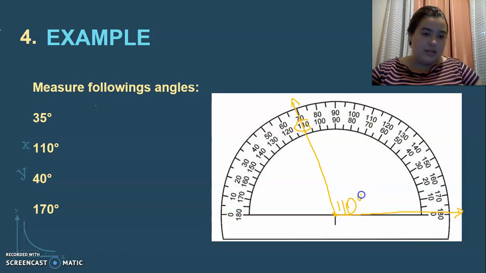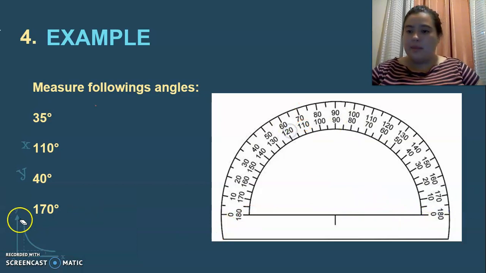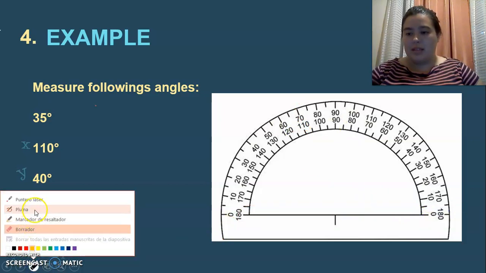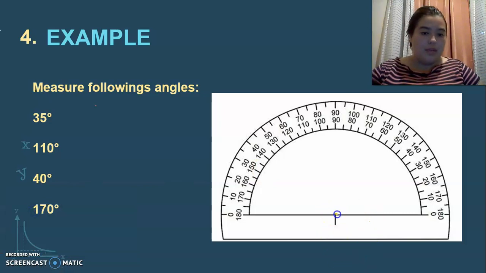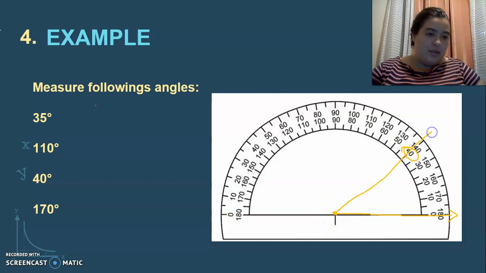And this is an angle with 110 degrees. The third one says 40 degrees, so it's easy. We make our vertex, like always, then our ray, and we look for 40. If you see, we have 10, 20, 30, 40. So our second ray will be in this direction, 40. And this is an angle with 40 degrees.